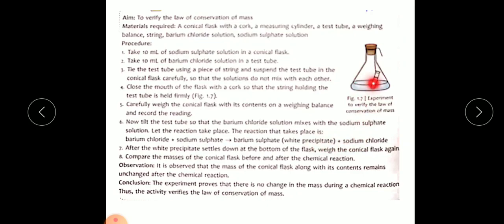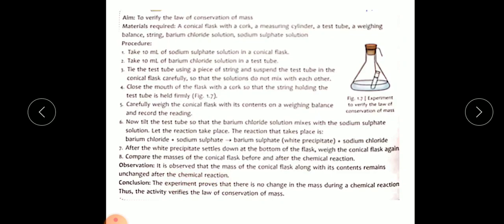You can see both the solutions are colorless before mixing, but when you mix them, the whole solution becomes a white precipitate. After the white precipitate settles down at the bottom of the flask, weigh the conical flask again. Compare the masses of the conical flask before and after the chemical reaction. You'll observe that the mass of the conical flask along with its contents remains unchanged. Whatever mass you took before the reaction remains the same after the reaction.